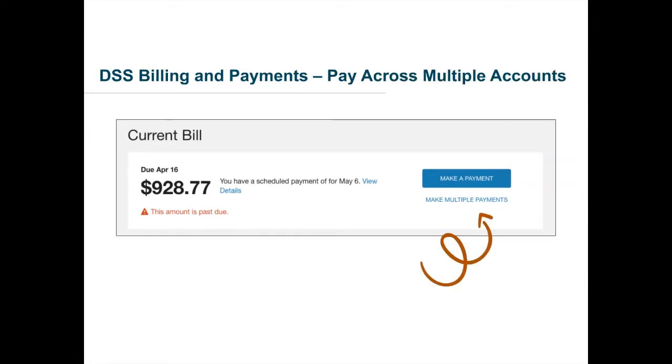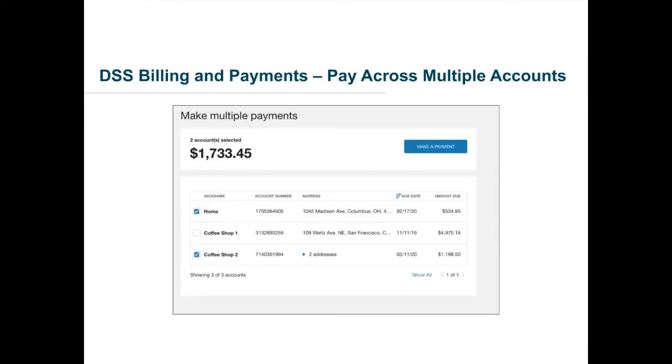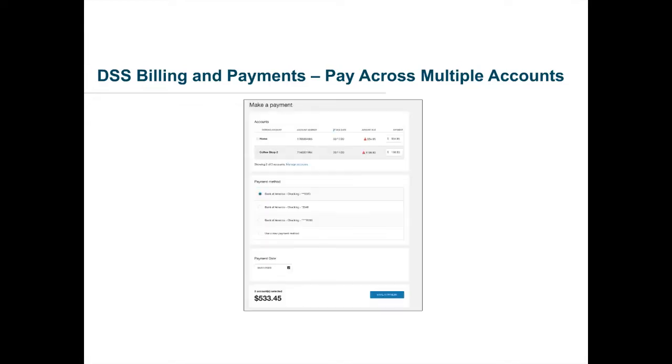Customers with multiple accounts can also choose to make multiple payments at one time. Customers can select the individual accounts to pay and then click Make a Payment to enter payment details. After clicking the button, customers are prompted to select the payment amount, payment date, and payment method.